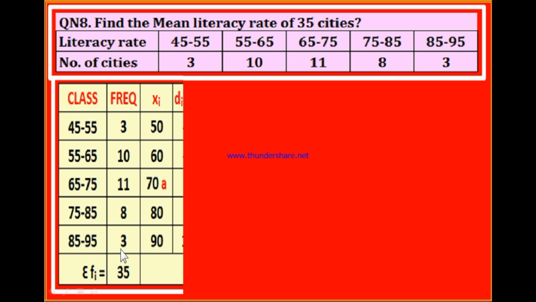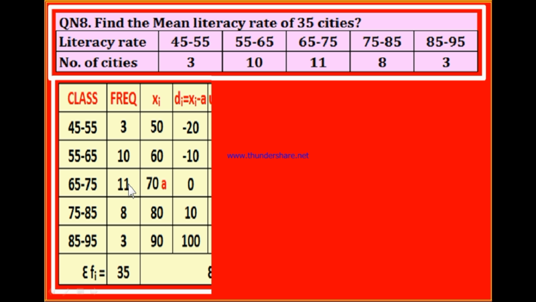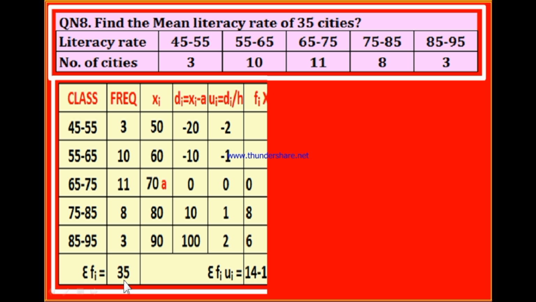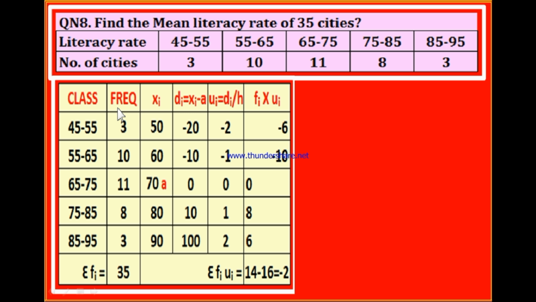After writing the frequencies, let us find sigma fi, the sum of all the frequencies. 3 plus 10, 13. 13 plus 11, 24. 24 plus 8, 32. 32 plus 3 is 35. Sigma fi, the sum of the frequencies, is 35. The next column is for mid value or class mark. For the first class, add these two. 45 plus 55 is 100. 100 divided by 2 is 50. Therefore, the mid value of the first class 45 to 55 is 50.